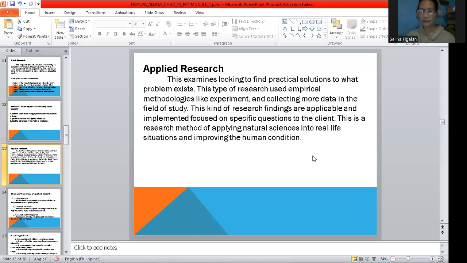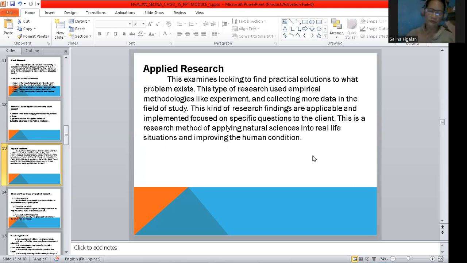Okay, what is applied research? So this examines and looks to find practical solutions to the problem that exists. Ibig sabihin, isosolve mo yung problema. Kasi di ba, the first one is to identify the problem. This type of research uses empirical methodologies like experiments.